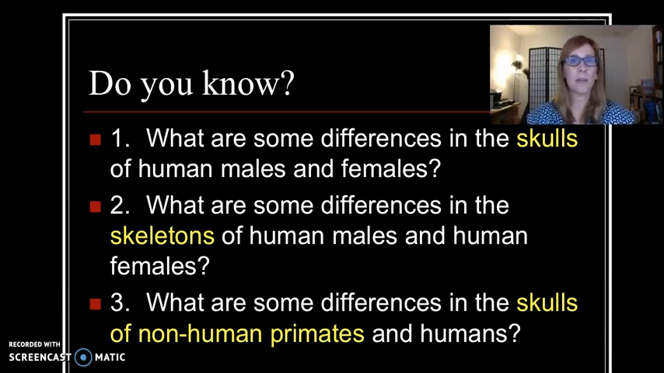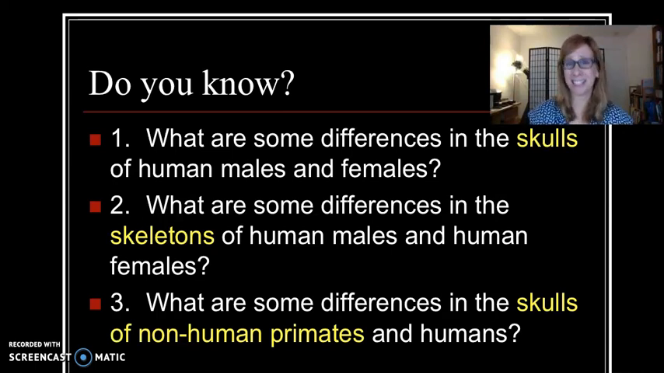But there are certain things that we can look for in order to guide our understanding of what characteristics are more on the female end or the male end. So think about some of those things. I'm not going to tell you at this point, but as you go through the slides, you can check and see if your ideas were correct.